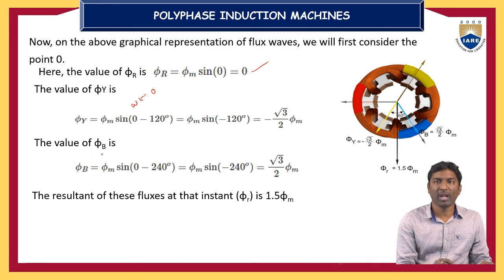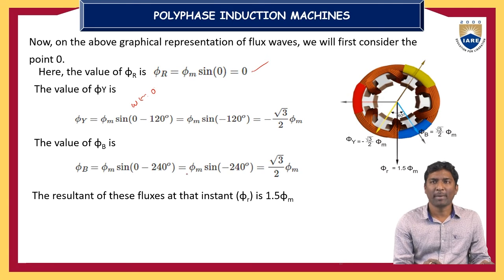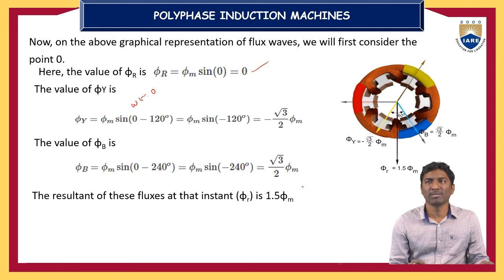Similarly, the value of phi B is equal to phi m into sin of omega t minus 240 degrees, where omega t is equal to 0. Substituting in this equation, I am getting phi m into sin of minus 240 degrees, which will be equal to root 3 by 2 into phi m. Then the resultant of these fluxes phi R, phi Y and phi B at that instant, the resultant flux phi r, is 1.5 into phi m, where phi m is the maximum flux.